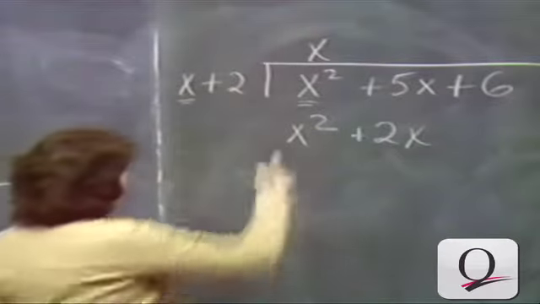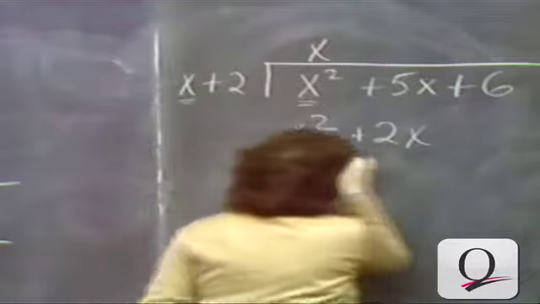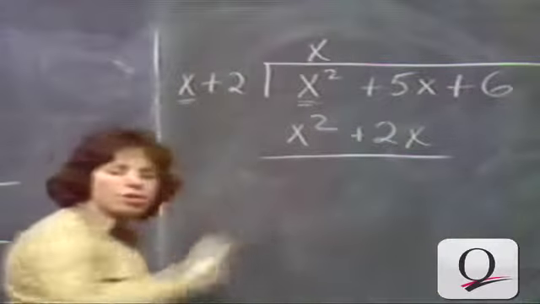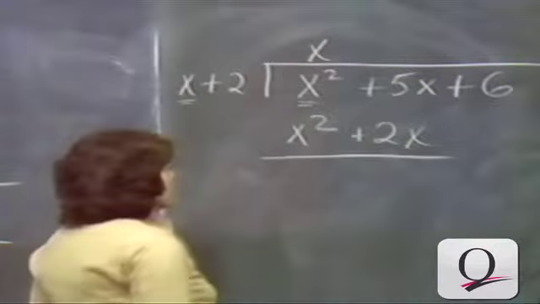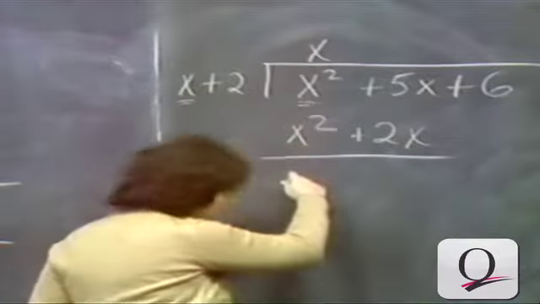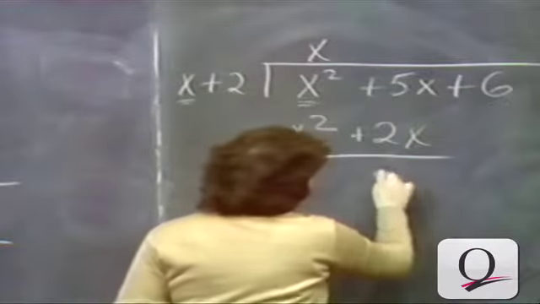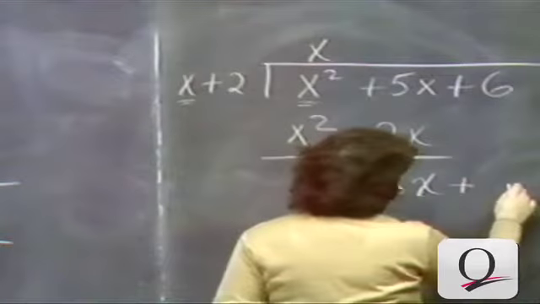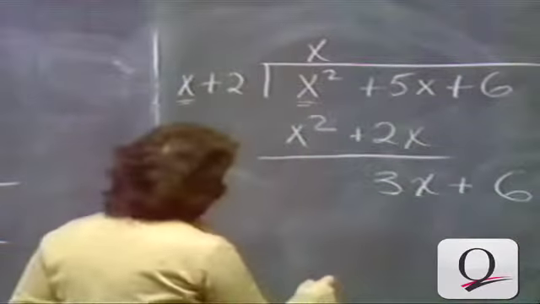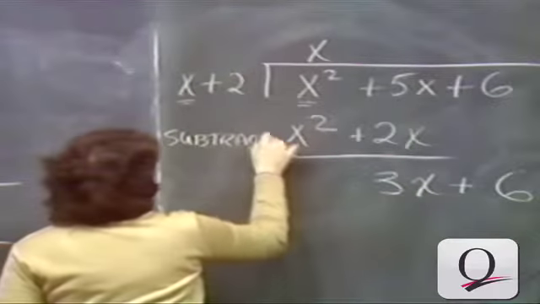Okay? X times x gives us x squared, x times 2 for 2x. And just like we did in arithmetic, we will subtract at this point. Okay, now, x squared, take away x squared, that just gives you 0. 5x, take away 2x, gives you 3x, and you then bring down the next term. Okay, at this point here, we are subtracting.